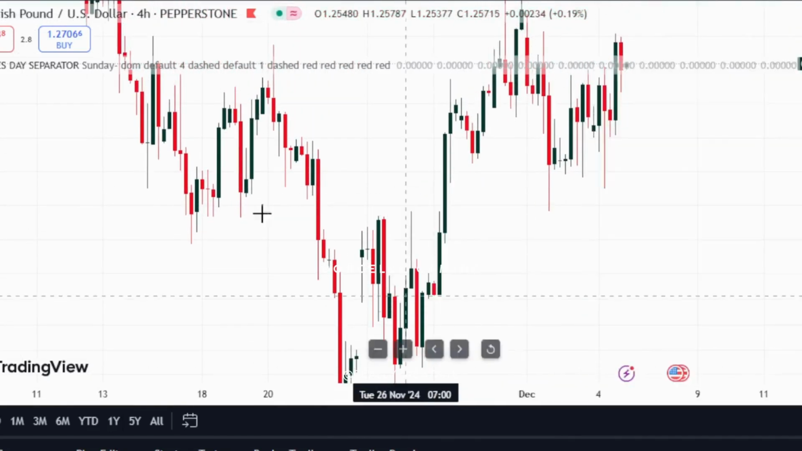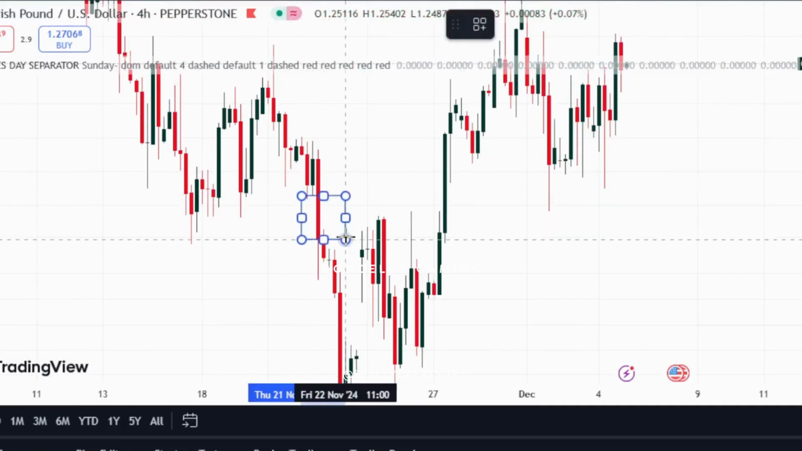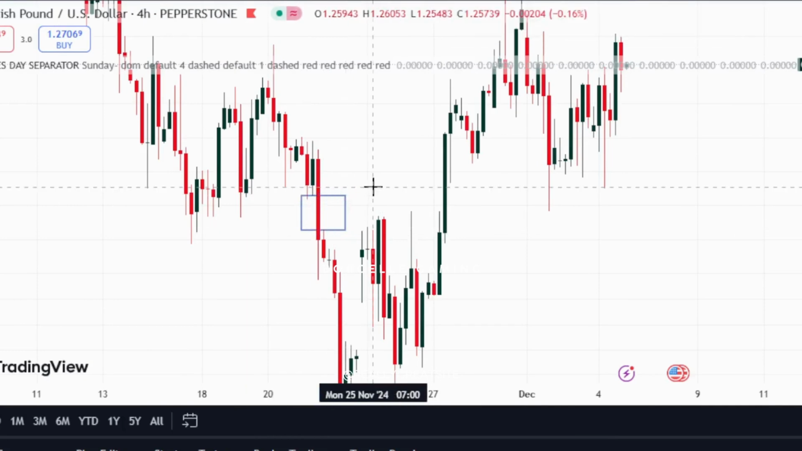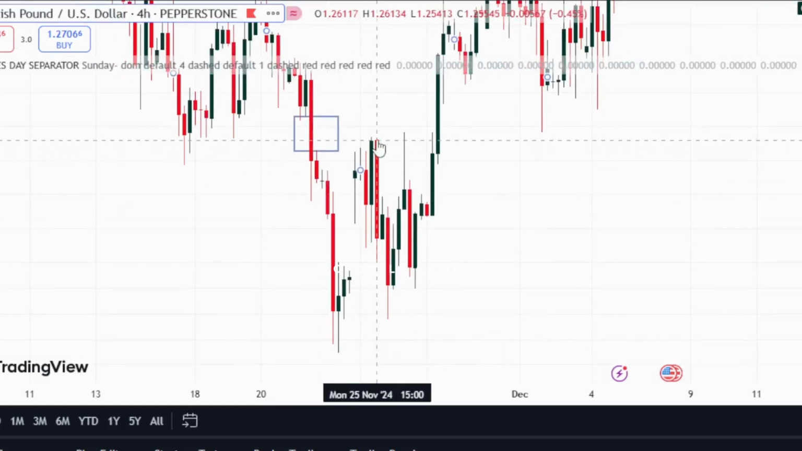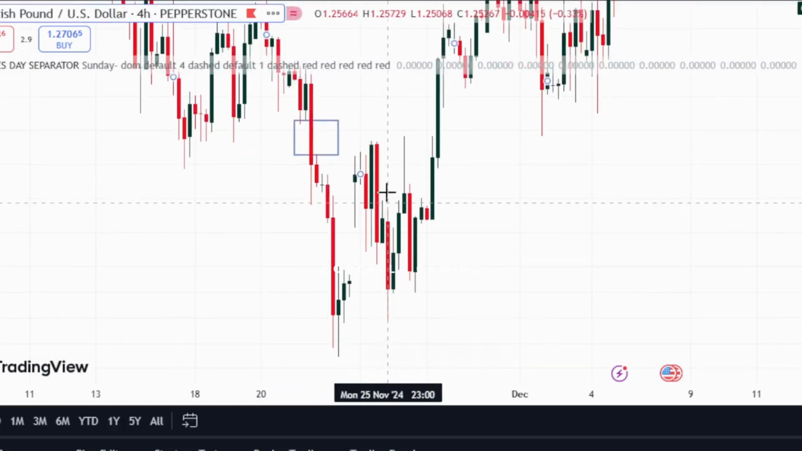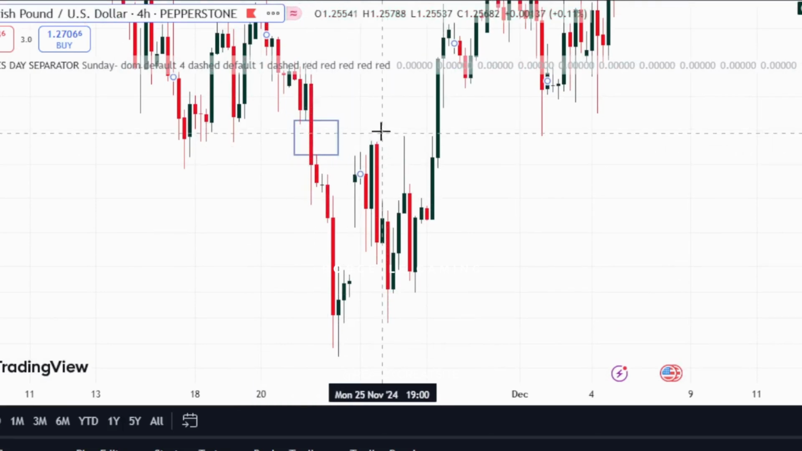Yeah, this here is another fair value gap. Here's another fair value gap. You see that when price came back to this particular spot, price started falling. So what happened? What is hidden here that makes the price go down?